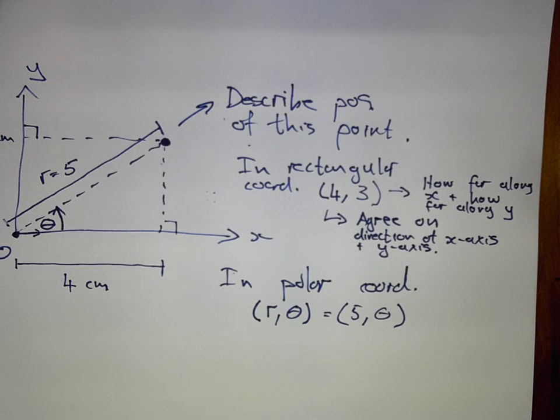So we must agree on what's going to be in front, what's going to be to the right, what's going to be to the left, what's going to be behind. And then we need to specify how far in each of these directions you must travel, one after the other, to get to the point specified.